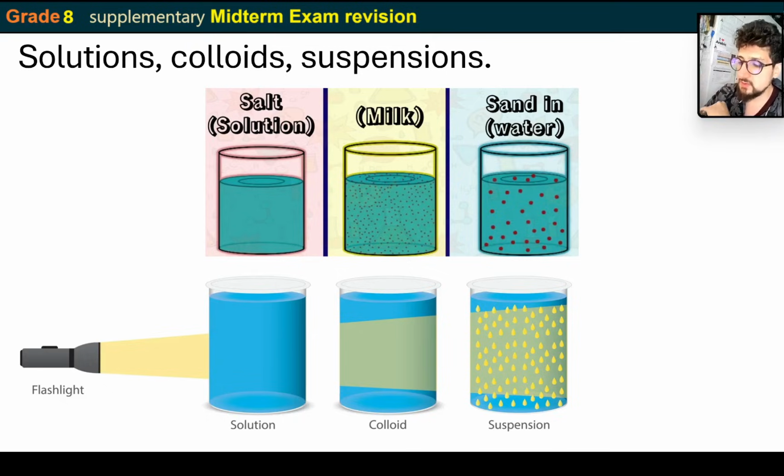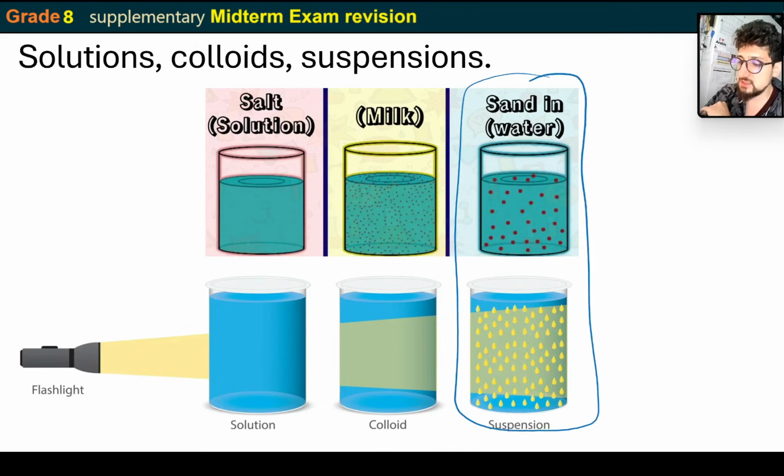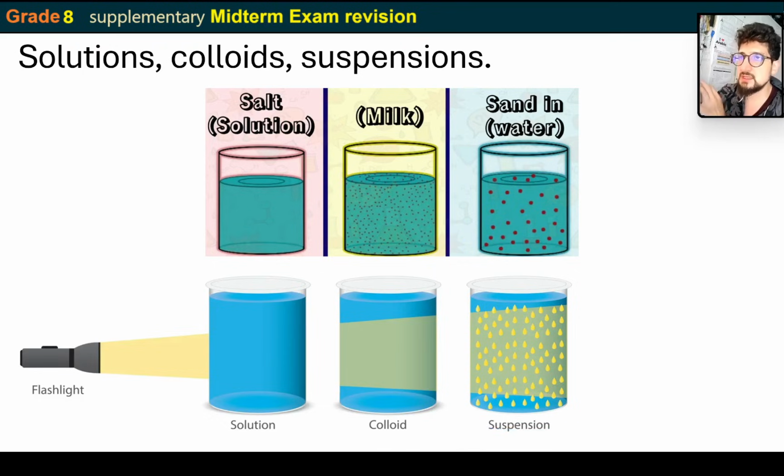Now, the last one I want to talk about is suspension, and suspension is the easy one to explain. Suspension is the one where if you leave it for a while, the particles separate from the liquid, right? For example, oil and water. If I leave oil and water for a while, even after I mix them, the oil will go on top of the water because it's a different density, and that's what we call suspension. Another example is sand and water.